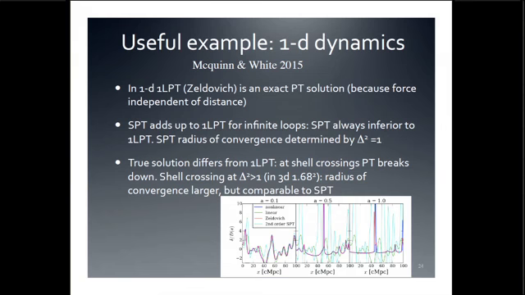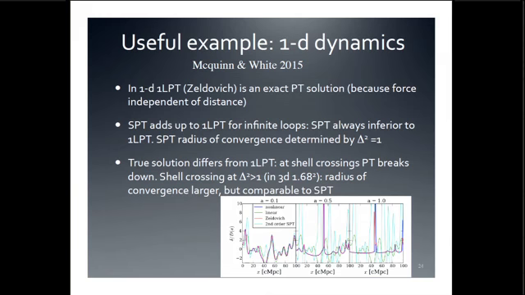You can also show that SPT, the one that I've talked about before, if you resum SPT to infinite order, you will get 1LPT. So in this sense, SPT is inferior to 1LPT in 1D, because only in an infinite number of loops do you get to LPT in 1D. However, neither of these is correct. And the reason they're not correct is because of the shell crossings.